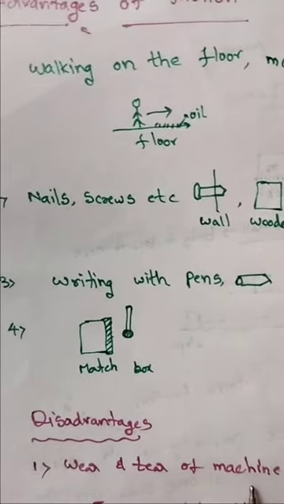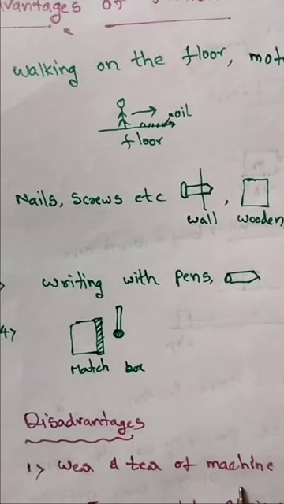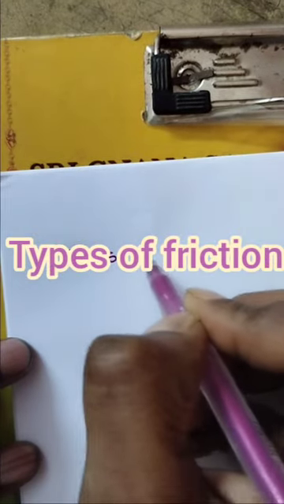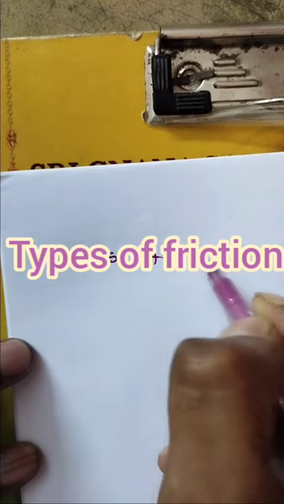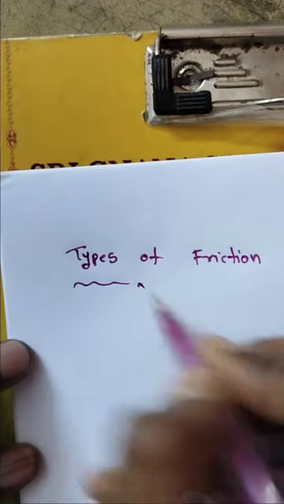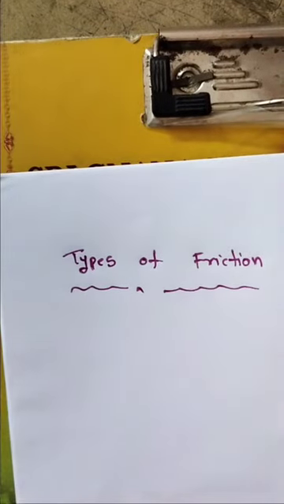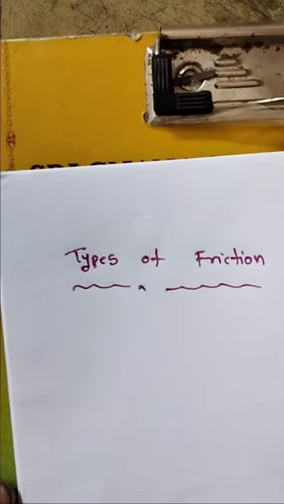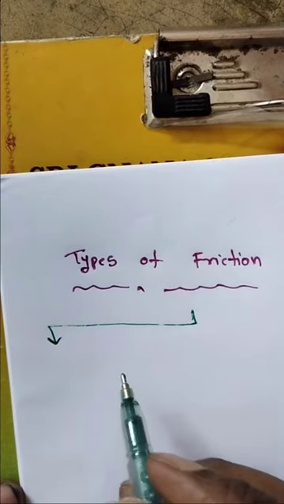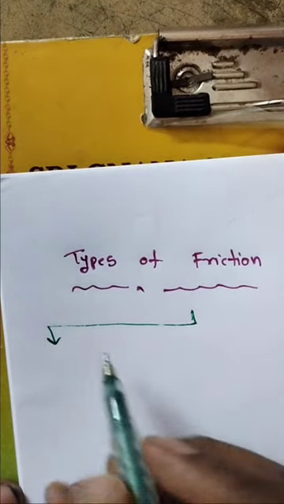So this is advantages and disadvantages. Types of frictions. How many types of frictions are there generally? There are mainly 3 types of frictions.